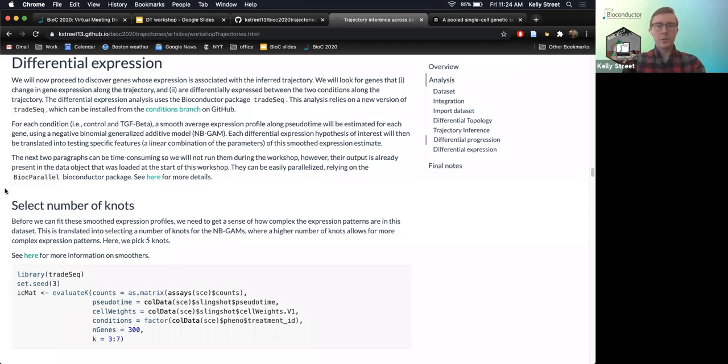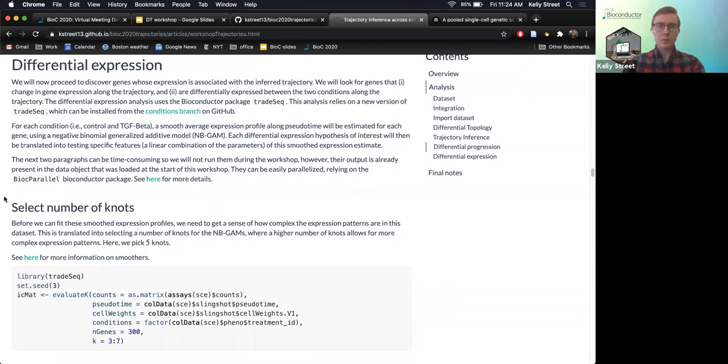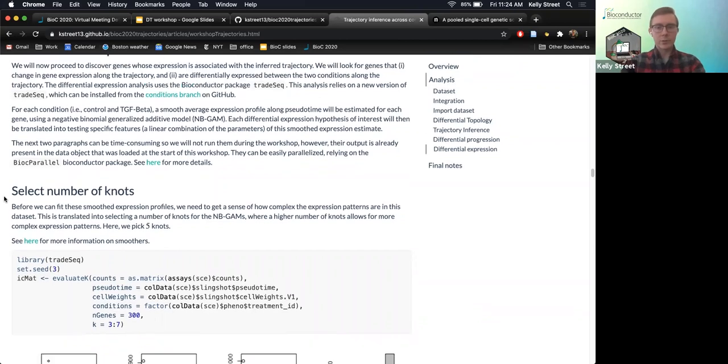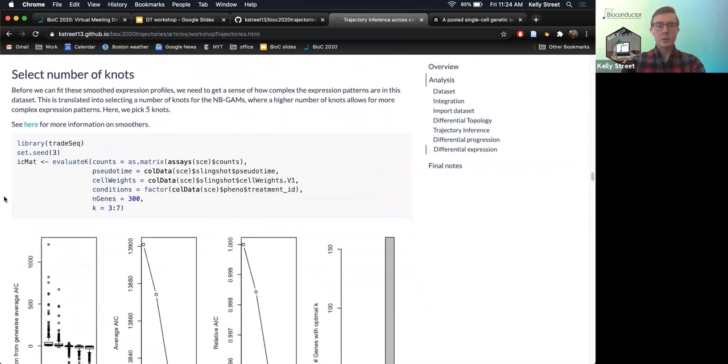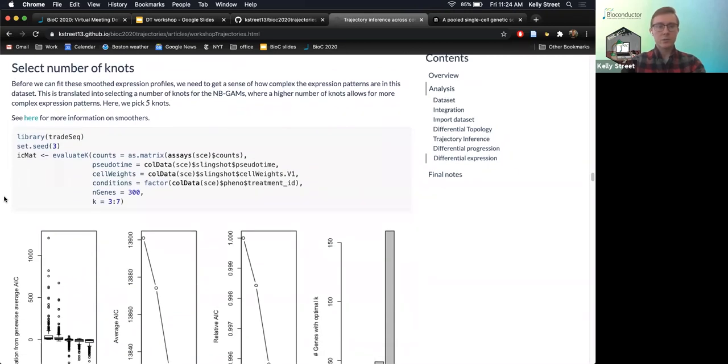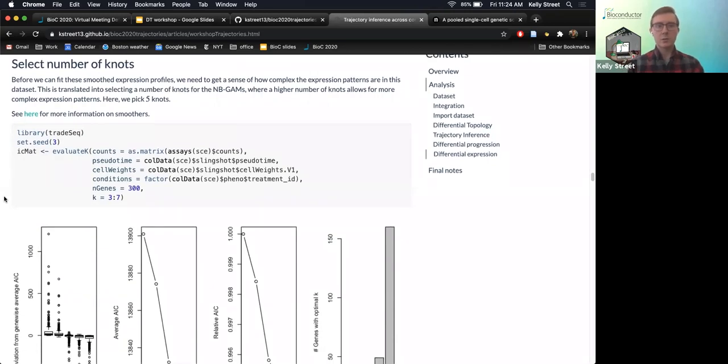What we're going to be doing is fitting negative binomial generalized additive models, or NB-GAMs, which is going to give us, for each gene along a trajectory, some sort of curve that represents the average gene expression. These curves are based on smoothing splines. The first thing that we have to do is determine a number of knots, which is essentially a number of degrees of freedom for those smoothing splines, so how adaptive we want them to be.